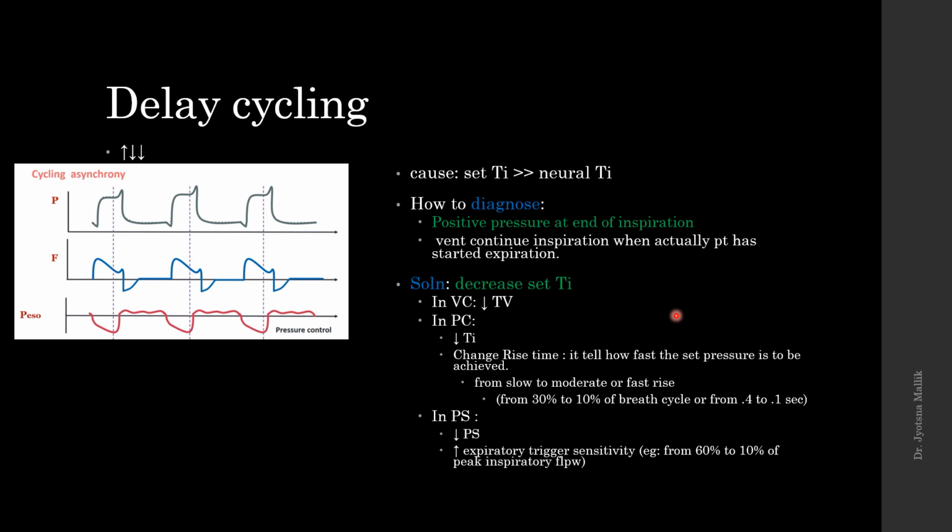In pressure support mode, the expiratory trigger sensitivity needs to be increased. Suppose it is 10% of the peak inspiratory flow, we can increase this to 60%, so that instead of coming down from peak inspiratory flow to 10%, it will come down to 60%, and then exhale. We can make it 10 or 20 or 30, so that the exhalation valve can open at an earlier time, and the delay cycle can be corrected.